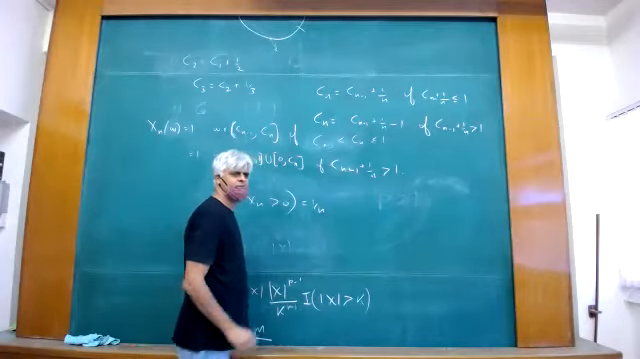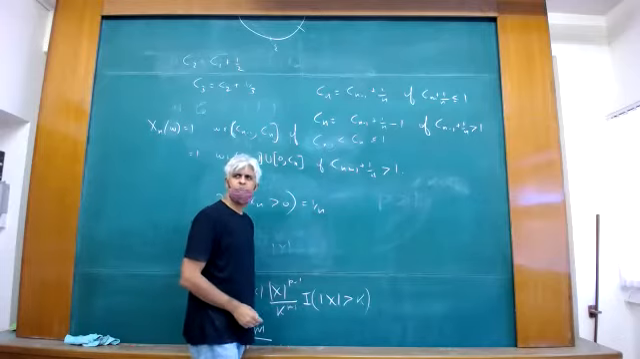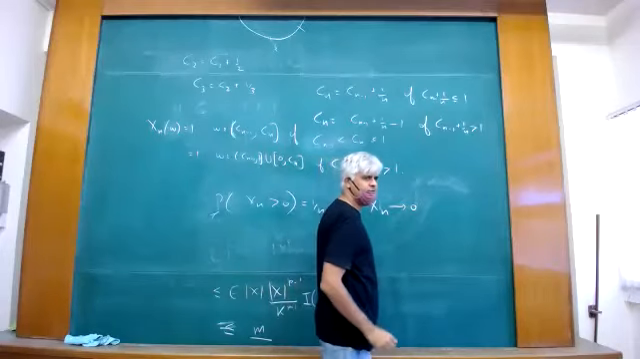One by n. One by n. 1 by n, right? So what can you say about the sequence xn? Yeah, it goes to 0. So yeah, xn converges to 0 in probability.